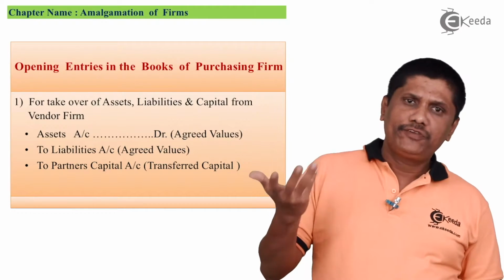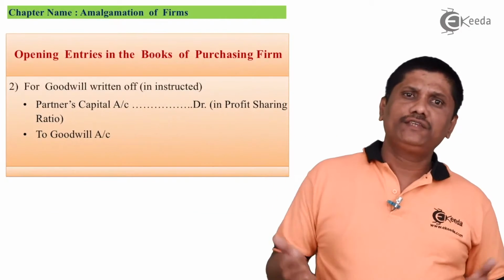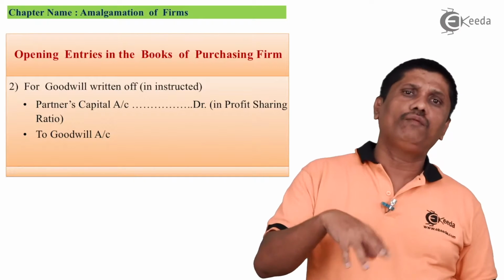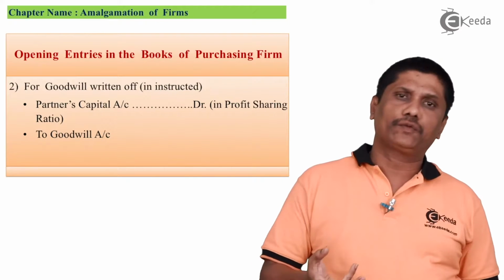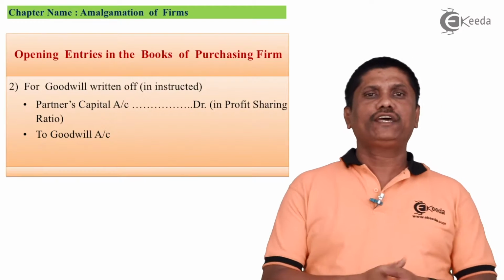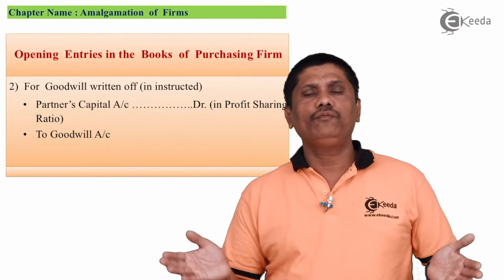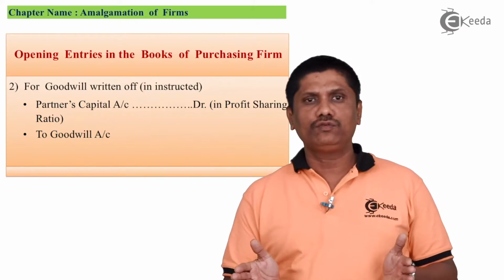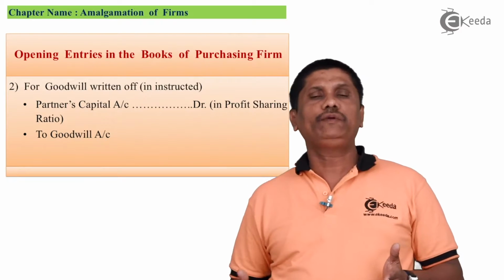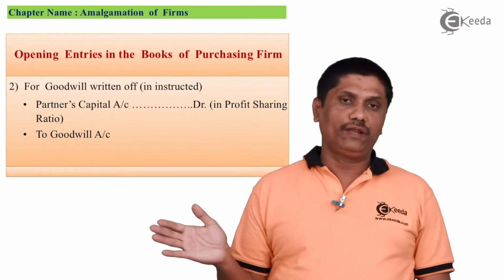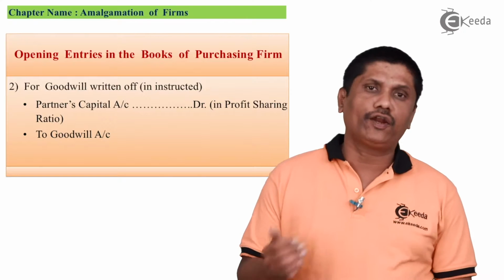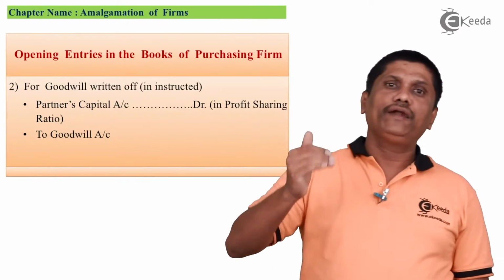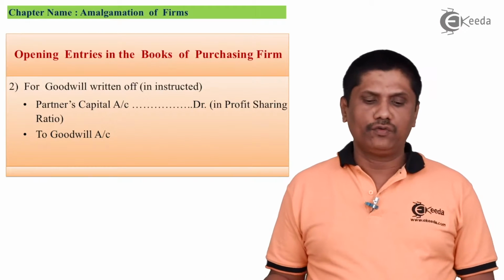Now just imagine the goodwill is there when you take over the firm. There is a valuation of goodwill. So the old firm might have that goodwill, which you might have paid for. That goodwill your partners may decide to write off. So the new firm will decide to write off the goodwill from their books of account. So their entry will be goodwill account will be credited and all partners' capital account will be debited. So my entry will be for writing off the goodwill if instructed by the question: all partners' capital account debit to goodwill account.